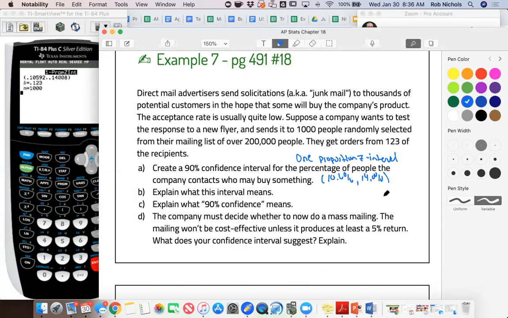And then D, the company must decide whether to now do a mass mailing. The mailing won't be cost effective unless it produces at least 5% return. What does our confidence interval suggest? So our confidence interval suggests that the company should do the mass mailing. The entire interval is well above the cutoff of 5%.